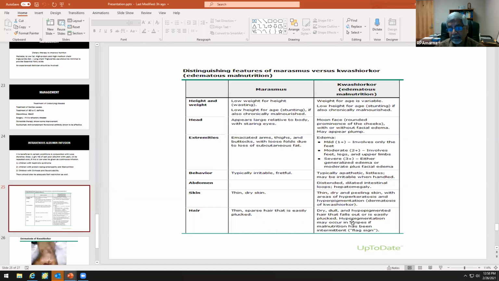The one thing interesting is the hair. These patients would have had various stages of getting some protein in their diet, between periods of complete malnutrition. So they will have various areas of hypopigmentation. If you look at their hair, they can pull it out rather easily. If you pull it out and look at it, they'll have strips of hypopigmentation and normal pigmentation. So that's what we call the flag sign in these patients.